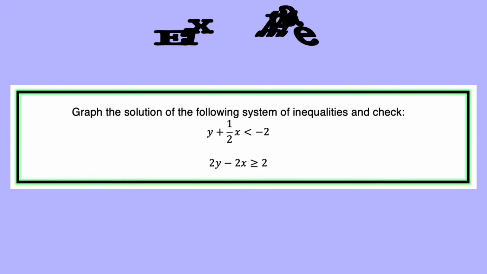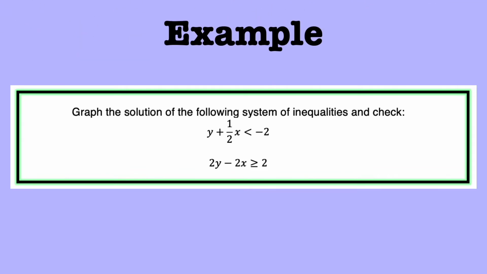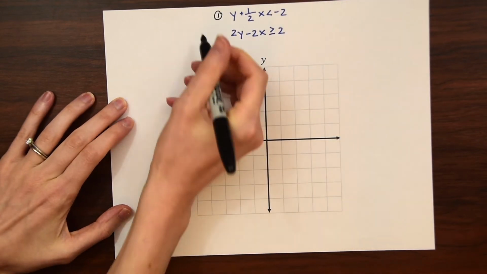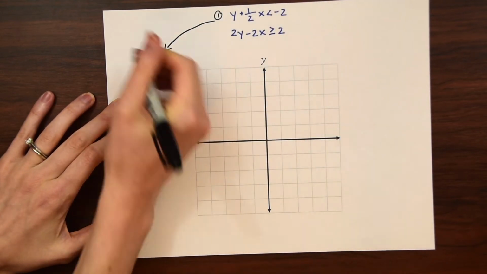Here's our example. It says, graph the solution of the following systems of inequalities and check. So we have these two inequalities, y plus 1/2 x less than -2, and 2y minus 2x is greater than or equal to 2. So let's just look at this first equation right here. Let's call it number 1, and let's just bring it on over to the left.